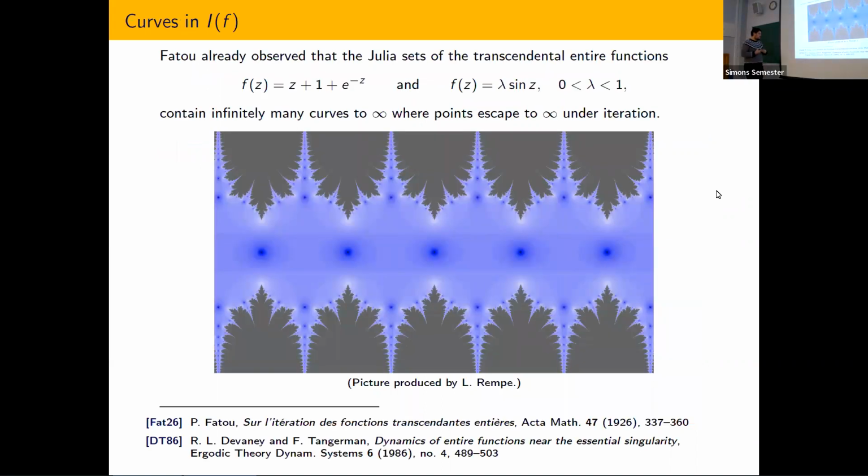Okay, so as we mentioned before, the first person to study the iteration of transcendental entire functions was Fatou. And in this paper from 1926, he studied two concrete families of examples. There are these two functions here. And he proved that they contain, so this one here is this function on the right. And he showed that for this function, there are some curves that go to infinity. For example, you can look at the restriction of the function to the imaginary axis, and you can see that there is this half line here and this half line here, that when you iterate, these sets are invariant and points go to infinity. So this was already discovered by Fatou, as I said, in the first paper in transcendental dynamics.